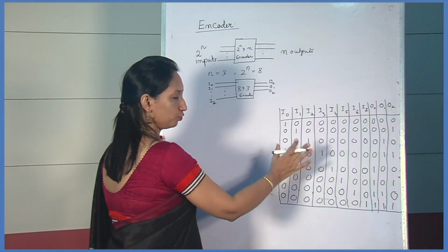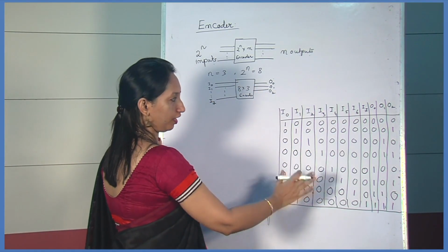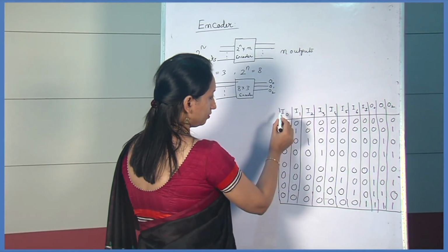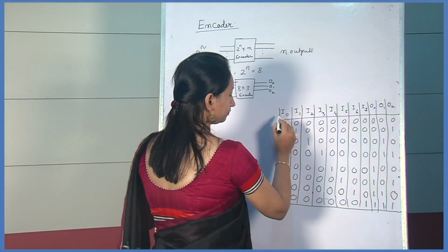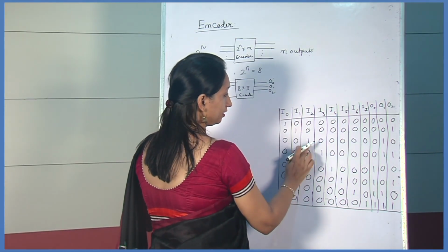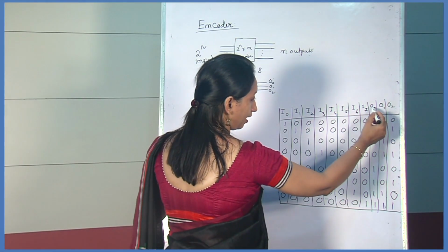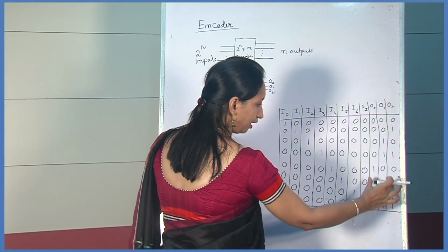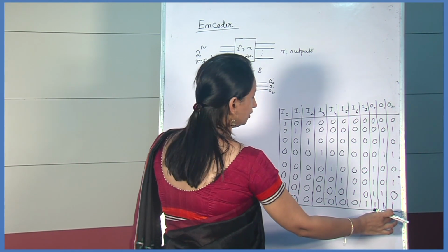Now this is the truth table of 8x3 encoder. Here what it is given, that means at a time only one input signal is high, and similarly these are the outputs of the encoder.